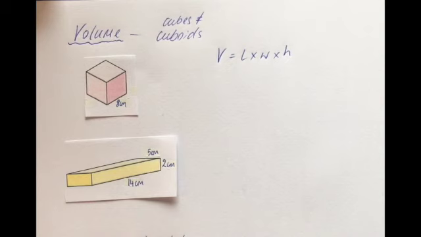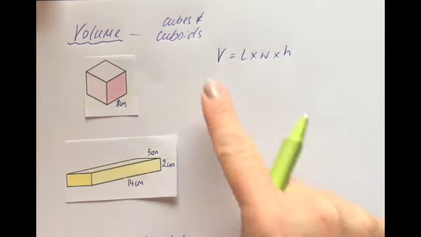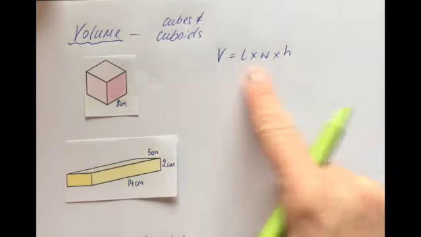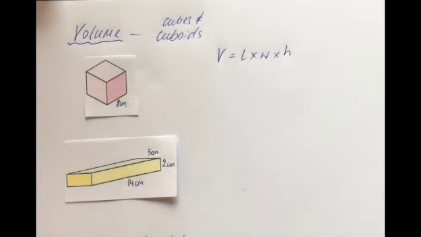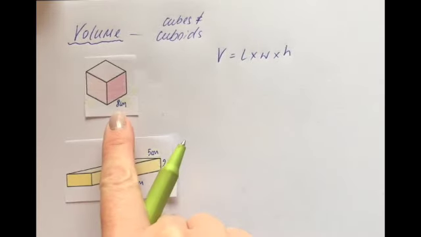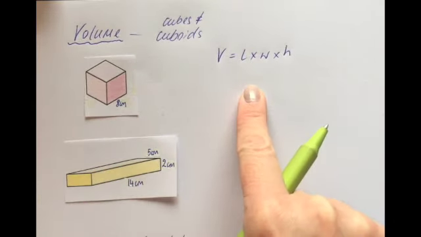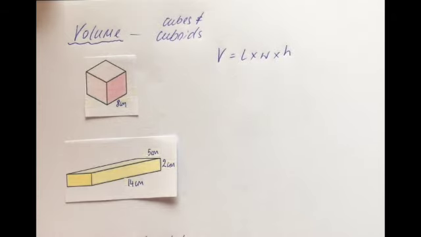And just like with the shapes we dealt with in our area video, the first thing you're going to do when you identify the shape is write out the formula in full. So V equals L times W times H, length by width by height. Of course, we're dealing with a 3D shape, so you've got to watch out for your units here as well. If we're dealing in centimeters, then the volume is going to be centimeters cubed.